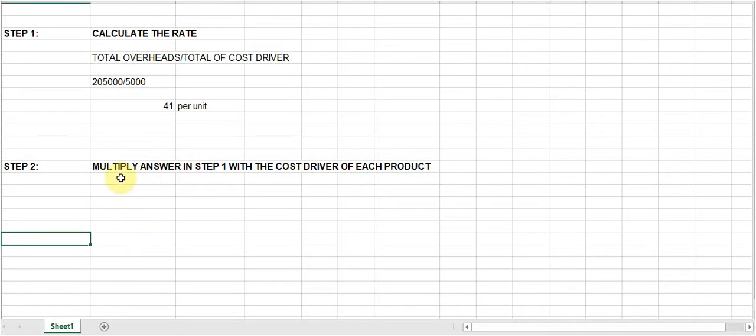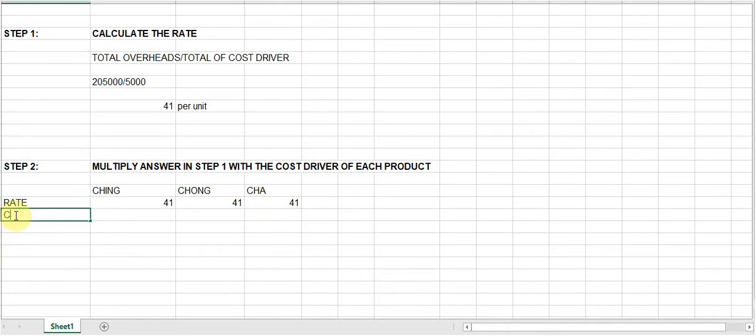In step 2, I have told you that you need to multiply your answer in step 1, which is now the 41 Rand. You need to multiply that by the cost driver for each product. So we have 3 products. We have Ching, we have Chong, we have Cha. And then, of course, we have the rate. The same rate will be used for every one of these, 41, 41, 41.